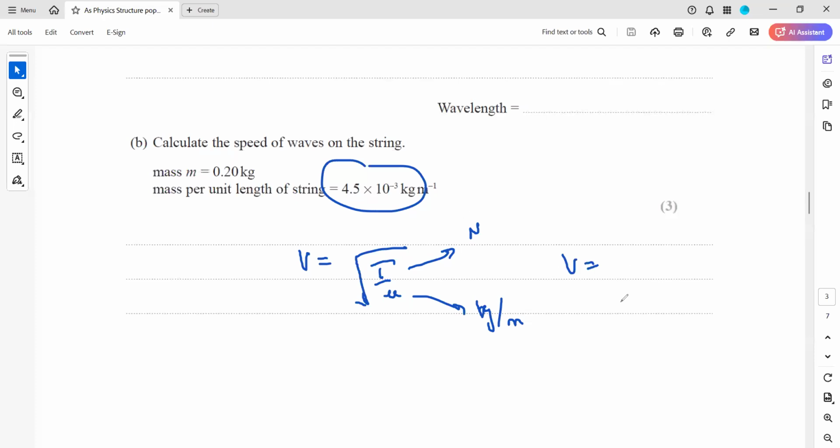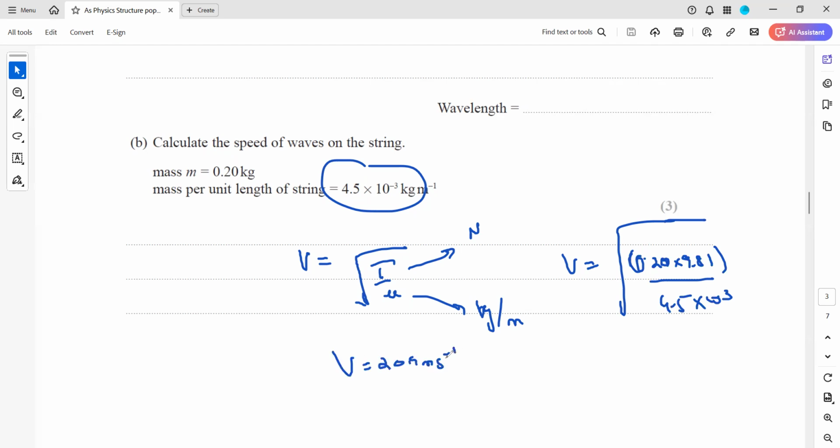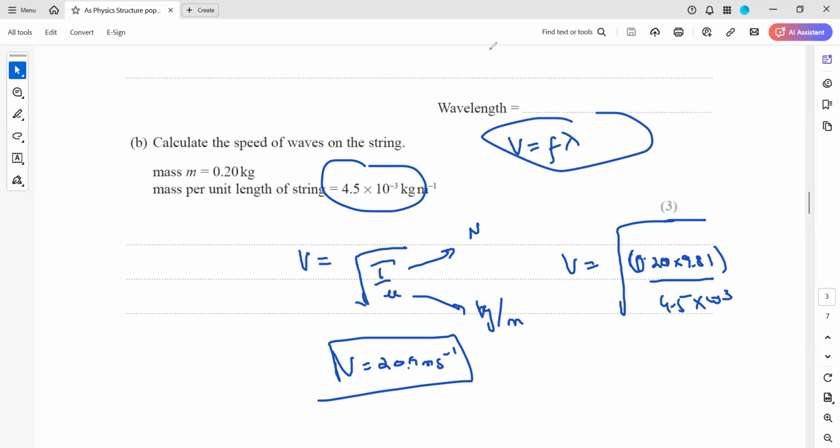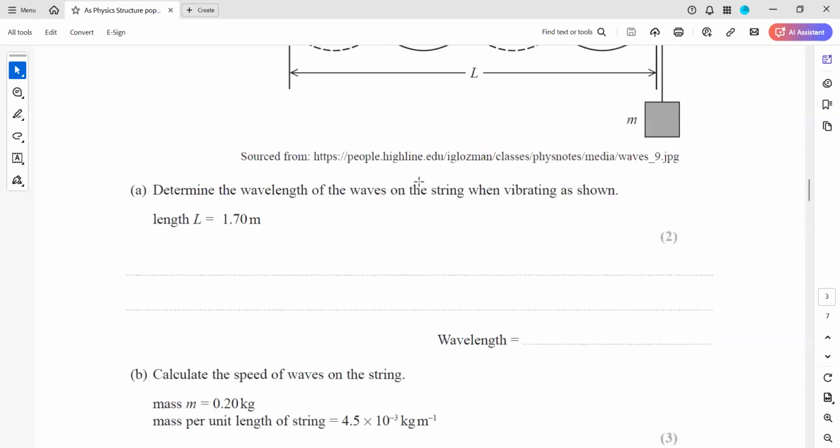So we write v equals square root of T, and the mass is not the force, weight is a force. So that will be 0.2 multiplied by 9.81, because we need the weight, which is a force, divided by 4.5 times 10 to the power minus 3, all in the root. So we get the speed as 20.9 meters per second, the speed of a wave in a string. You can use this formula, or you can also use v equals f lambda, which will give the same result. But we don't have the frequency or the time period, that's why we use this second one.